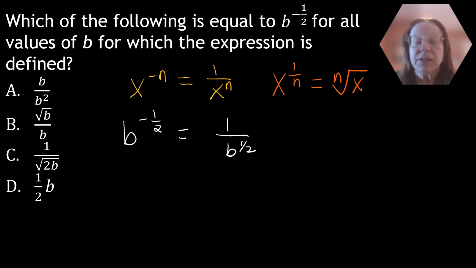Now the next fact we're going to use is that x to the 1 over n is equal to the nth root of x. So b to the 1/2 is the square root of b, and we have 1 over the square root of b. On the square root, you don't write the number 2. It's because it's implied.